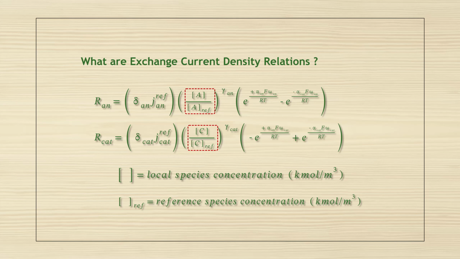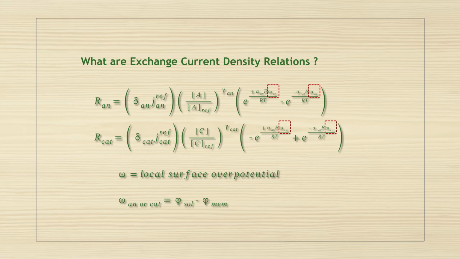In simpler words, bracket A indicates the molar concentration of the flowing species in the anode side of the electrolyzer, and bracket C indicates the molar concentration of the flowing species in the cathode side of the electrolyzer. For example, if water only flows in the anode side, bracket A is assumed to be equal to H2O concentration and bracket C is assumed to be equal to unity. Eta is the local surface overpotential, also known as activation loss.